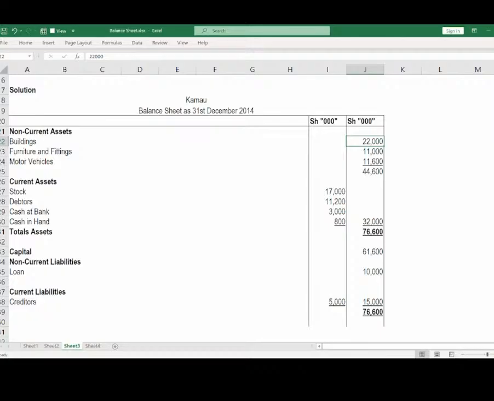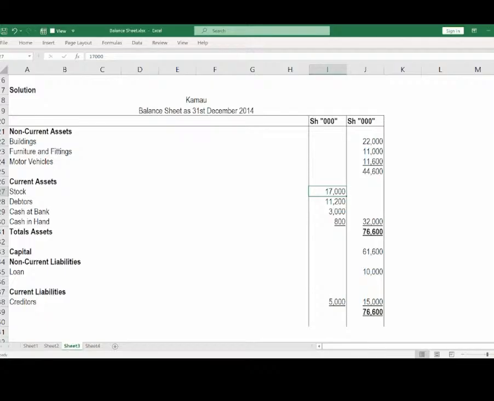You have building, furniture and fittings, and the motor vehicle. So we add them together. We shall get a total of 44,600. Then you have the current assets. We shall observe the order of liquidity: stock, debtors, cash at bank, cash in hand. So we also add them. So both non-current assets and current assets, after adding them together, we shall get the total assets of 76,600.